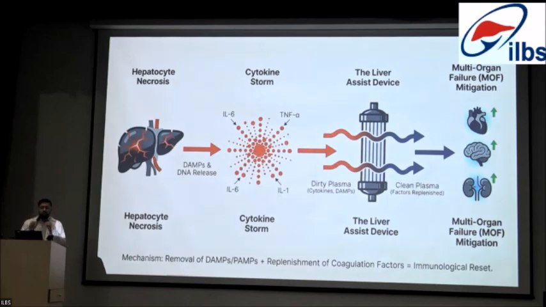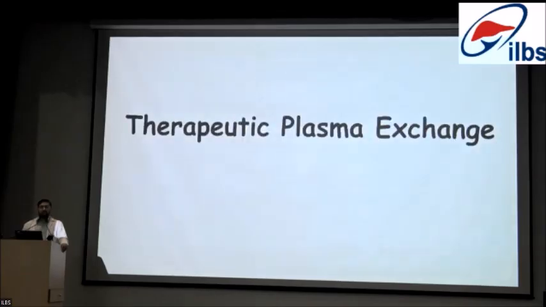So now the question is, when hepatocyte necrosis happens, it leads to a cytokine storm. And there are various liver assist devices, such as therapeutic plasma exchange, CRRT, and MARS, which can theoretically decrease this cytokine storm and improve multi-organ failure. So we'll talk about therapeutic plasma exchange.